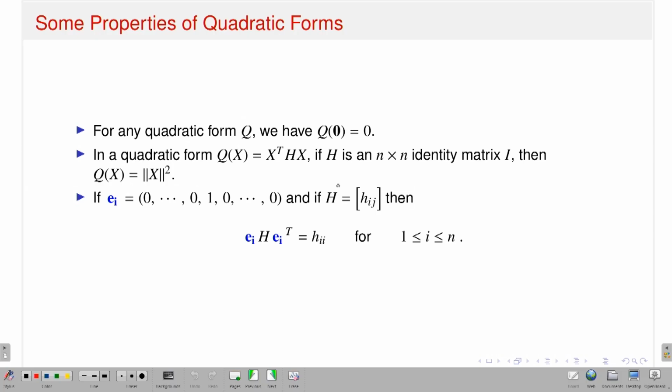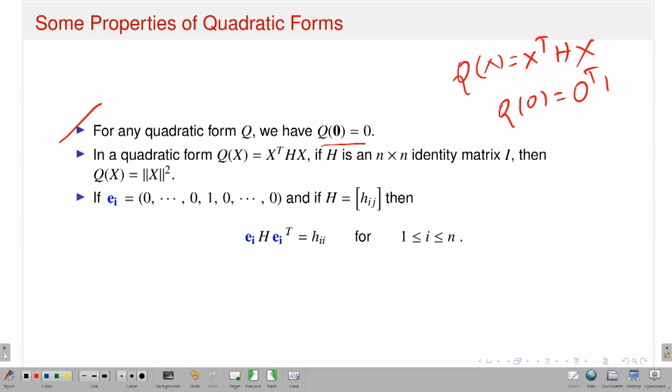Some more properties. If I have a quadratic form, what are the properties? The first property is that for any quadratic form, q acting on the zero vector has to be 0, and it is crystal clear from the definition, because q of x is equal to x transpose Hx. Now if x is the zero vector, then 0 transpose H 0, H is a linear transformation acting on a zero vector, it will give you 0.